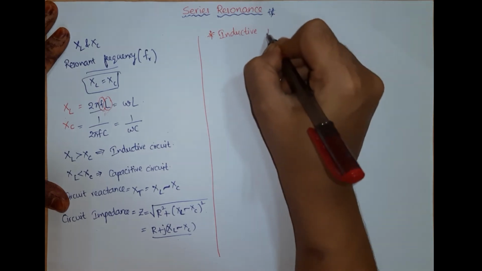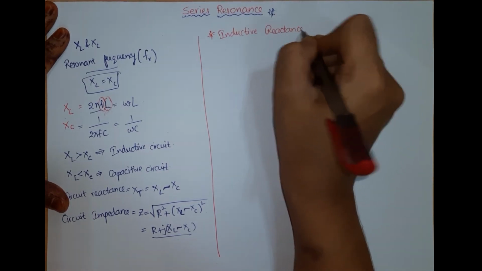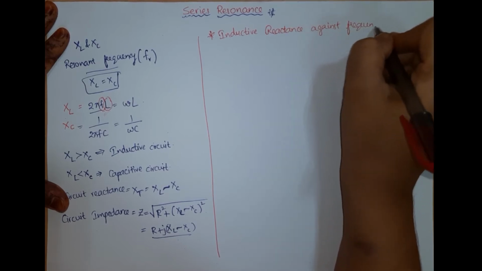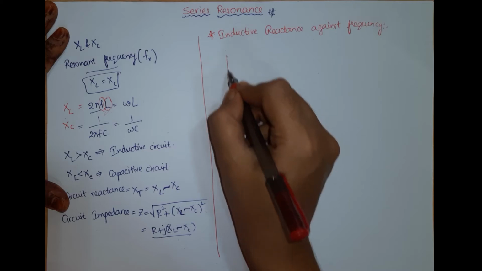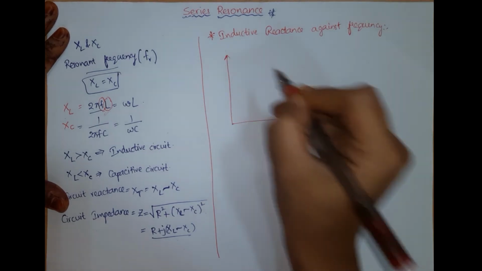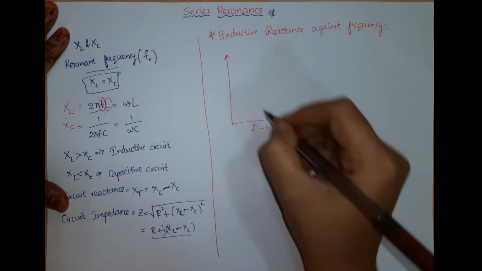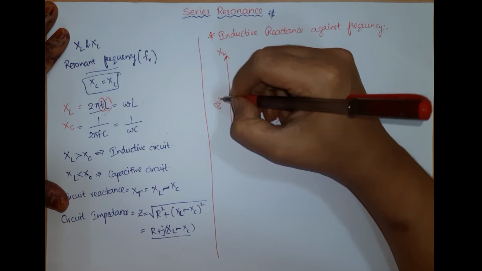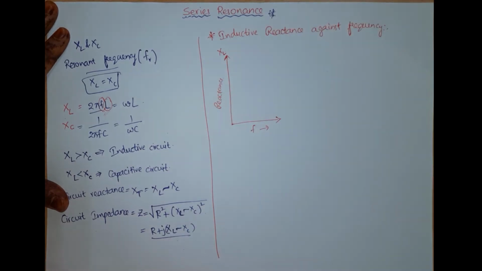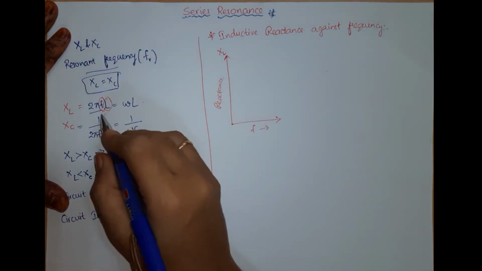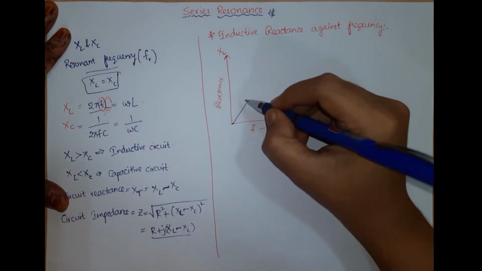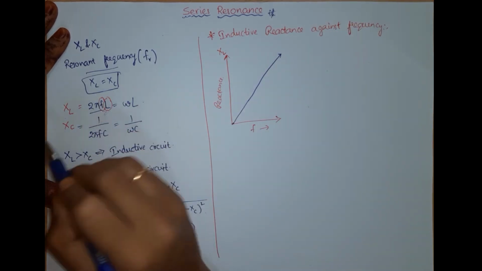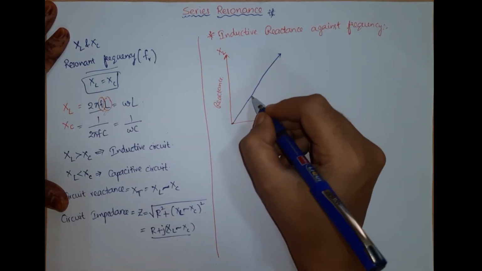Inductive reactance against frequency. Let me draw now. So if this is the graph, this is the frequency and this is inductive reactance, XL. Now you can observe that if frequency is increasing, what happens to the reactance? It is going high. Whereas if frequency is decreasing, then inductive reactance is going down.